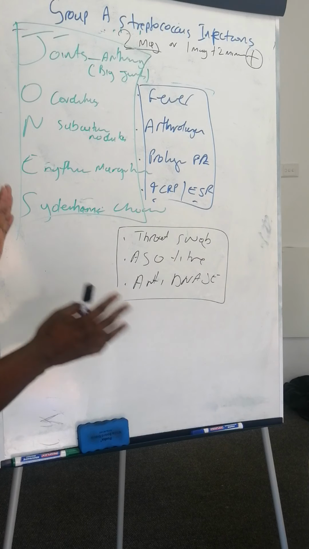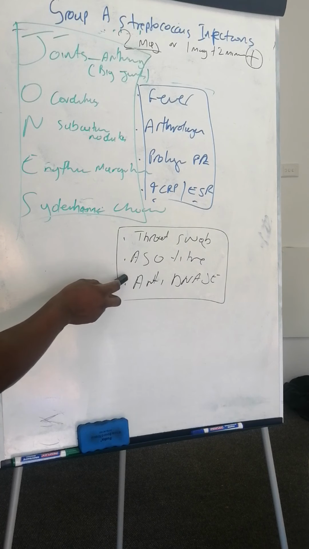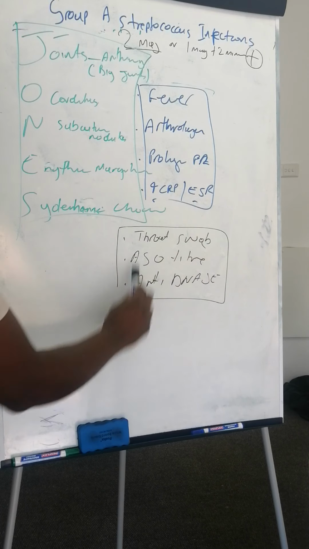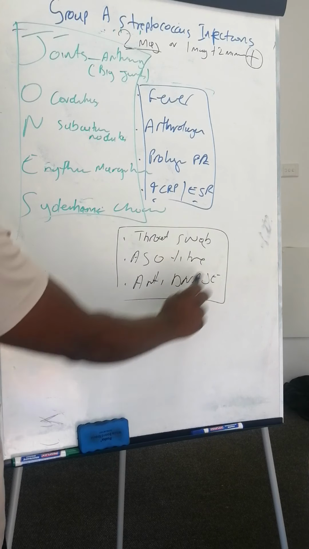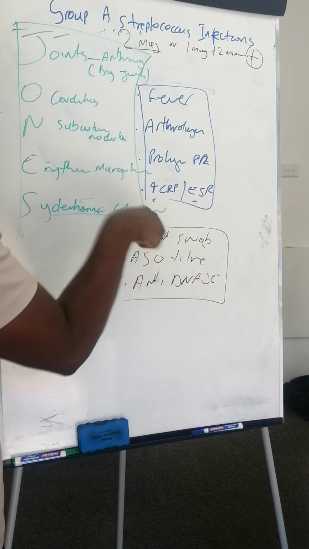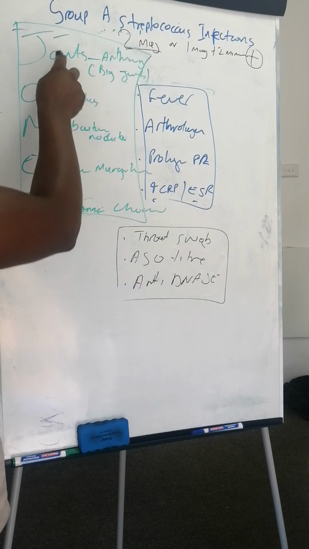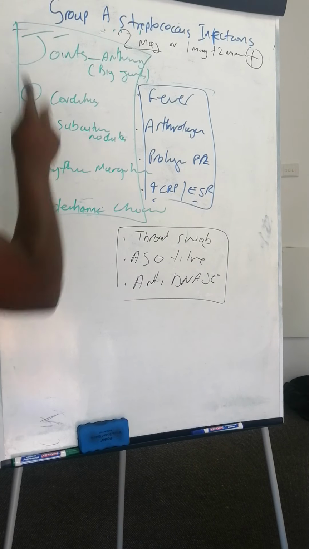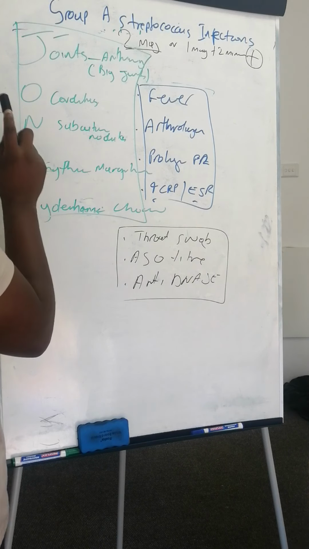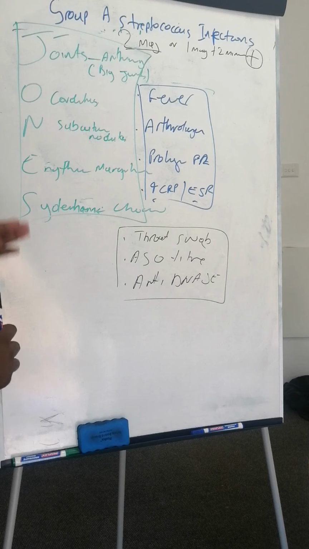So to make a diagnosis, you can either have two of these plus one of these, or you can have one of these plus two of these plus this, but one of these must always be there to prove that this is really streptococcus. This is the only way you can prove that. So you can have any combination, as long as it's two here plus one of these, or one here plus two here plus one of these, then you can make your diagnosis.